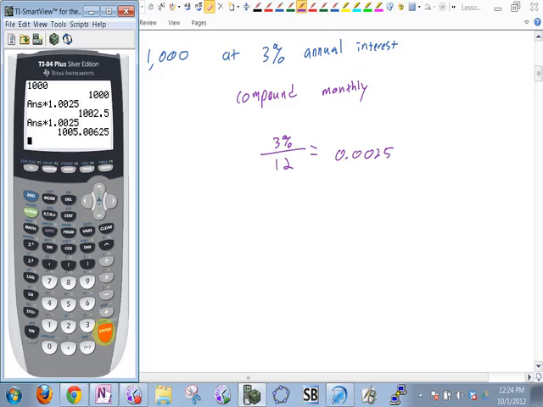Okay? At the end of the third month, 4th, 5th, 6th, 7th, 8th, 9th, 10th, 11th, 12th. At the end of 1 year, I have $1,030.41. Okay? Oh, they're not going to round that up. It's a bank.